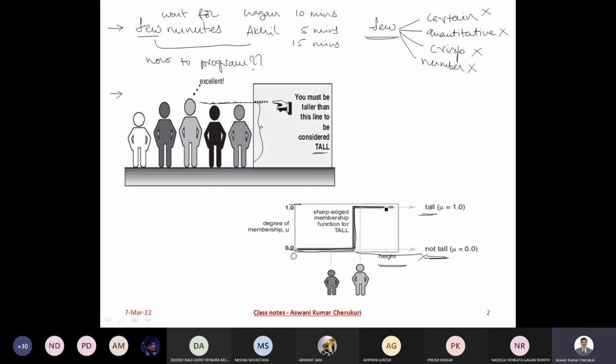In the graph, the height of an individual is on the x-axis. If the height of an individual is below a particular number, you call that person not tall. If the height is equal to or above a particular number, you say that person is tall. Not tall, tall. Is that clear?